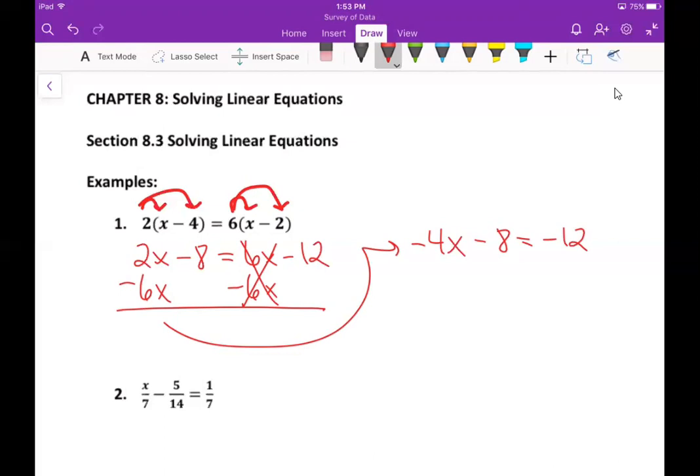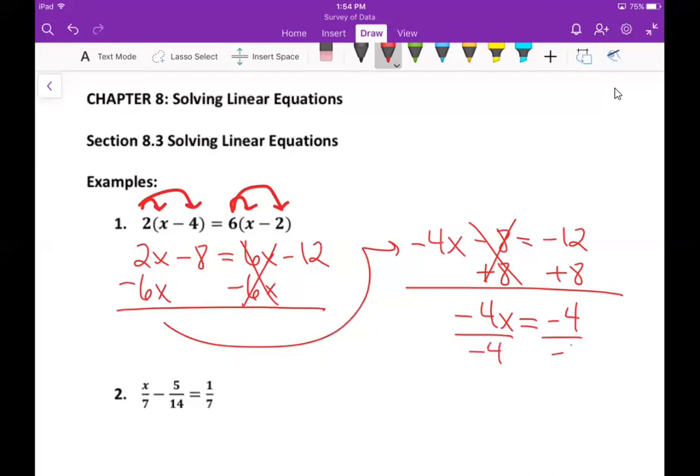Then again, since I decided to move my x's to the left, I will move my numbers to the right. I am subtracting 8 there, so I need to add 8 to both sides to get that to be 0 and cancel it from the left side. Now I have that x term alone, and it is equal to negative 12 plus 8, which will leave me with negative 4. This is when I need to divide. Always take the negative and the number. We're dividing because negative 4x is negative 4 times x. To undo multiplication, we will do division. That cancels to be 1 times x, so that is just x. And negative 4 divided by negative 4 is a positive 1.